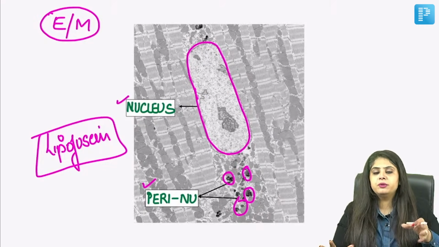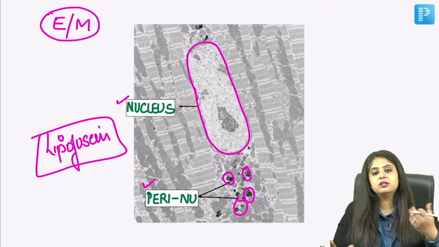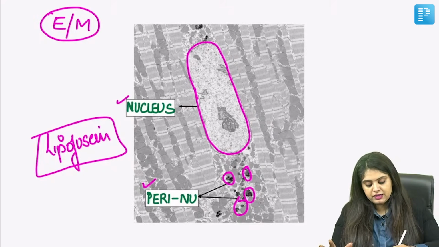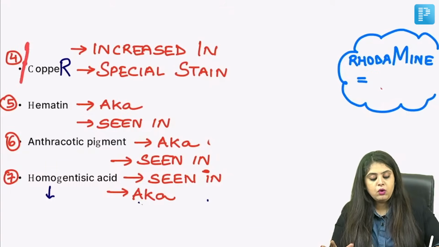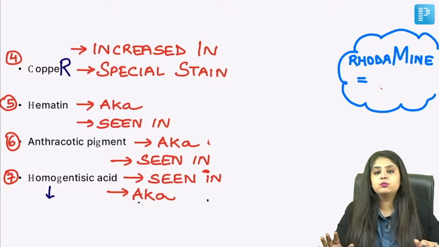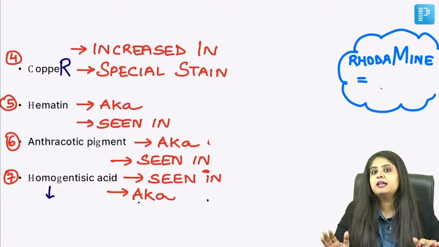Whichever photo they show me, nucleus hai, pigment hai, perinuclear hai, it is lipofuscin. The third one is done. Now we move on to all the other pigments in one slide. So what help do I need from you?